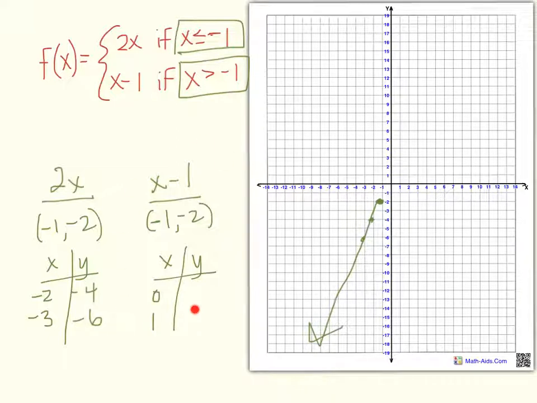My next graph is this one right here. I'm going to plug a 0 in. 0 minus 1 is -1. 1 minus 1 is 0. So 0, -1, and 1, 0. Making my second graph a little bit flatter going this way. This is a piecewise function.